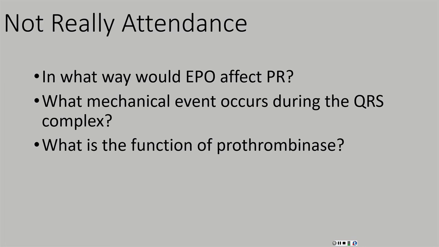What is the function of prothrombinase? Prothrombinase is an enzyme, and its function is to convert prothrombin into thrombin. That's during the formation of the fibrin clot.